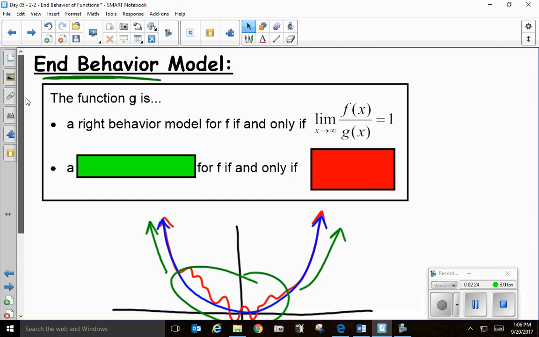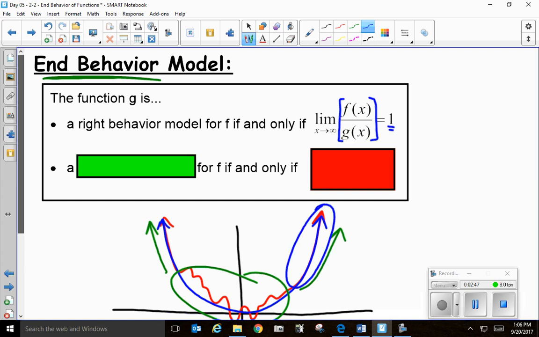And as we start plugging actual polynomials into these, some of you are going to think, oh, I remember that from pre-calc. That really wasn't that bad. And it is not. So, if I divide my two functions and take the limit as x approaches infinity, and it equals 1, that means they are the same in behavior, which means g of x would be a right behavior model for f of x.